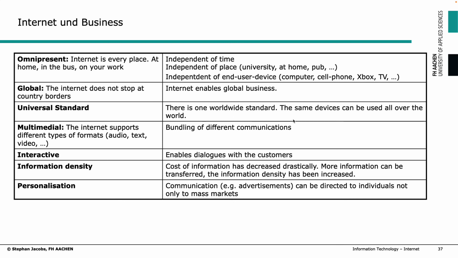First, it's omnipresent. The Internet is at every place in the world. It's at home and it's available all the time. So you're independent of time, independent of place. You can use the Internet in the university, at home, in the pub, and you're independent of end-user devices. You can use it with a computer, with a cell phone, and so on.